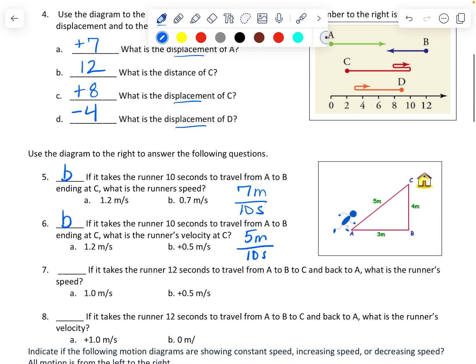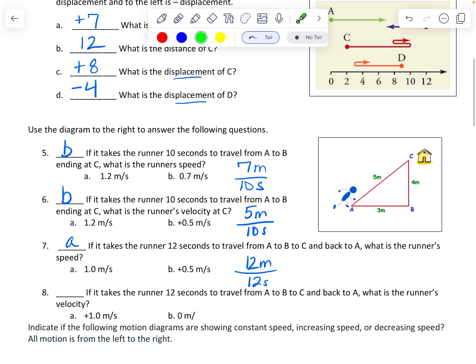If it takes a runner 12 seconds to travel from A to B to C and back to A, what is the runner's speed? So that's distance, so it's 3 plus 4, which is 7, plus 5, which is 12. So they went 12 meters in 12 seconds. So 12 divided by 12 is 1 meter per second. That's A.